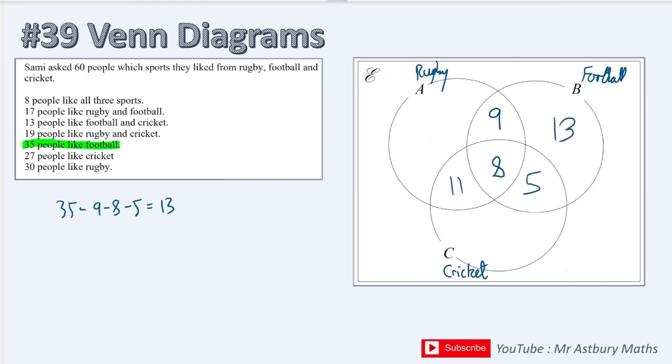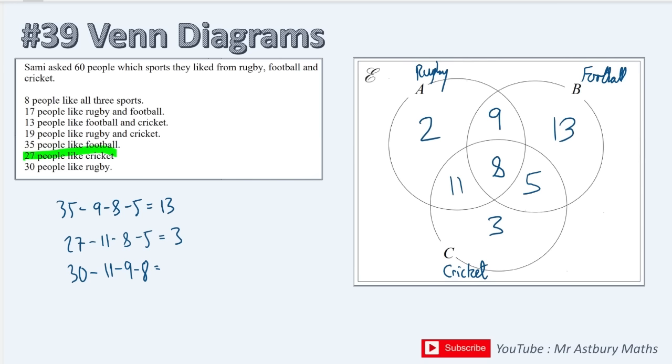We're then going to look at cricket, which is 27. But what do we need to do? We need to take away the 11, the 8, and the 5. And that leaves me with 3. So that goes in here. And then finally, 30 people like rugby. But I have to take away the 11, the 8, and the 9. So 11, 9, and 8. And that leaves me with 2.